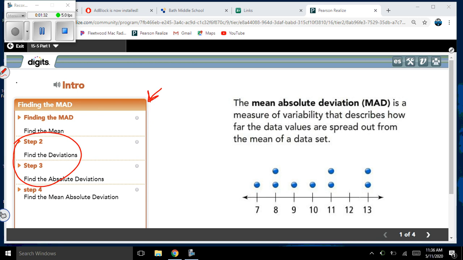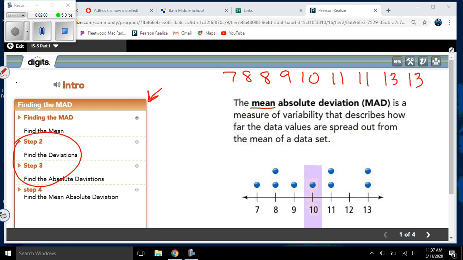In order to find the MAD, step 1 is to find the mean. You can see here that we have a series of numbers. We have 7, we have 8, we have 8, we have 9, we have 10, we have 2 11s, and we have 2 13s. So we're going to have to find the average of those numbers. Recall, in order to find the mean, we add those numbers together and then divide by the number of data points. This is why you obviously want a calculator close by.